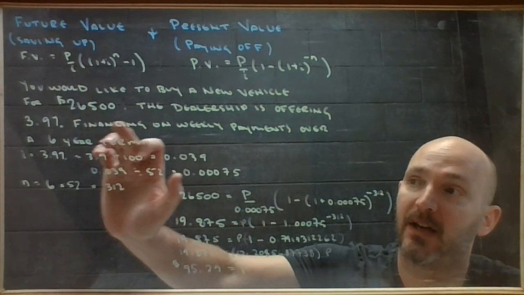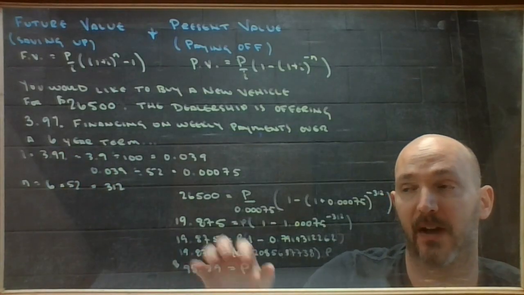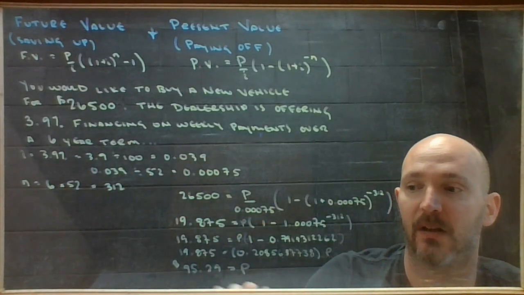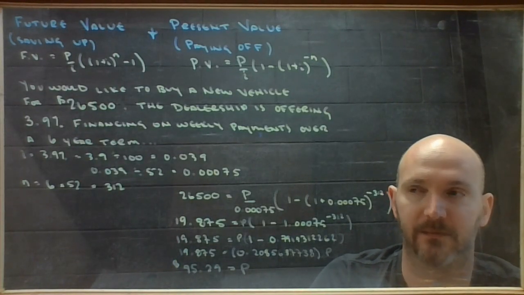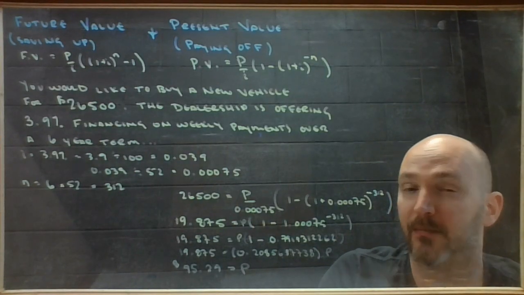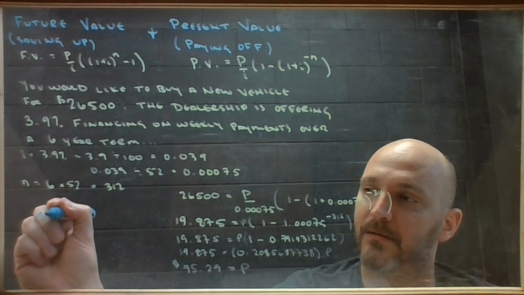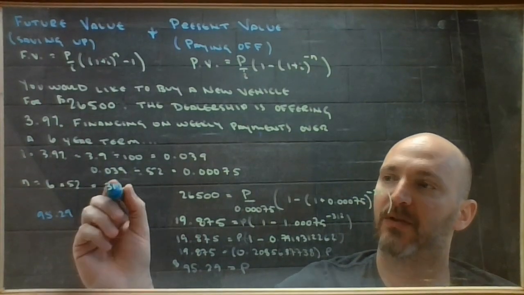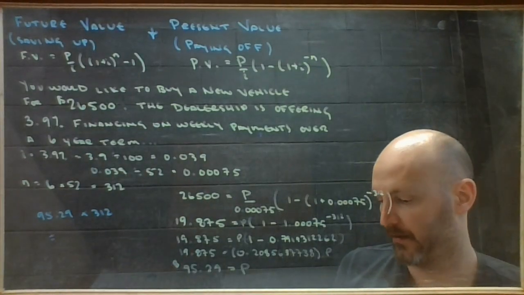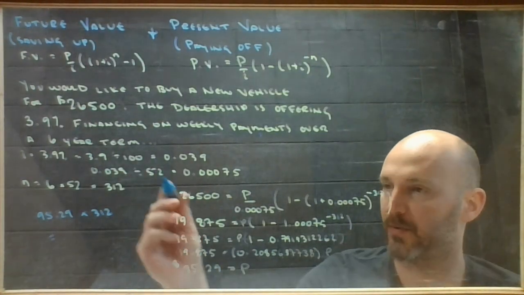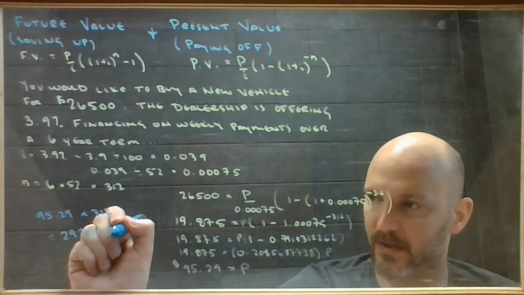So in order to pay off a $26,500 vehicle at 3.9% financing over 6 years, you're going to have to spend $95.29 per week. It's sort of an important question there. How much money is that? Well, 95.29 multiplied by 312 payments gives me $29,731.20.